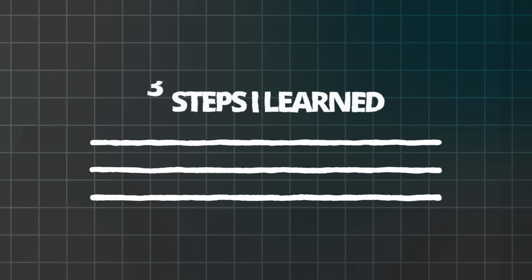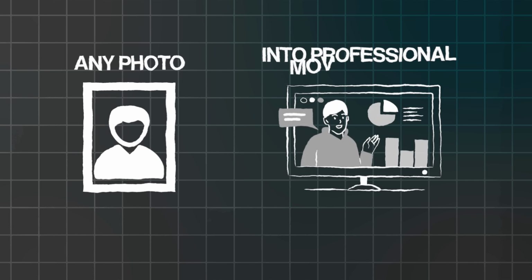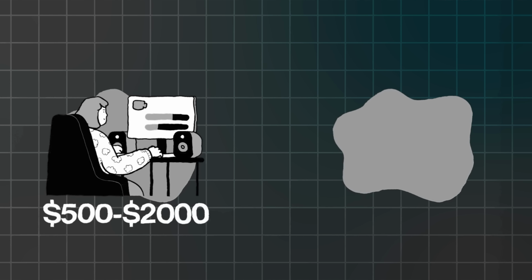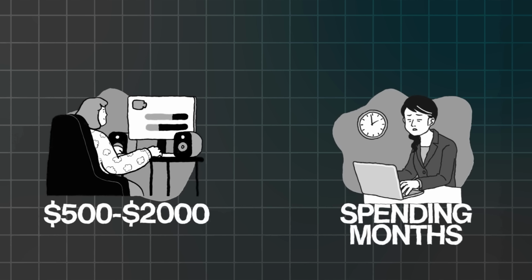So to help you make picture animation easier, here are 3 steps I learned that will help you transform any static photo into a professional moving video in under 10 minutes. The traditional way, hiring a motion graphics designer costs $500 to $2,000 per animated photo, or spending months mastering complex software with steep learning curves.